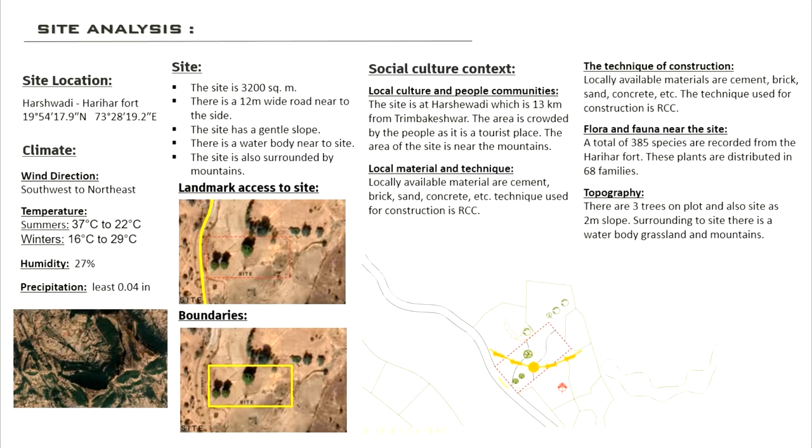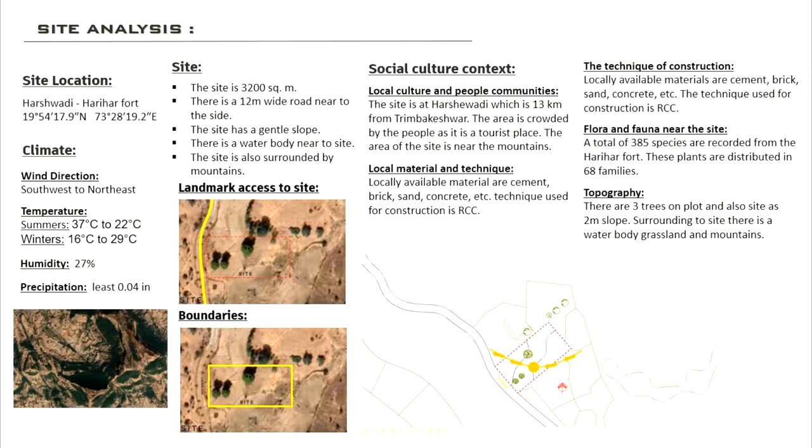Proposed site is located in Harshewadi, which is base village of Harihar Fort. Harshewadi is 40 kilometers from Nashik and 13 kilometers from Trimbakeshwar. Site is of 32 square meter. There is a 12-meter wide road near the site. The site has gentle slope and there is also a water body near to site. And it is surrounded by the mountains.